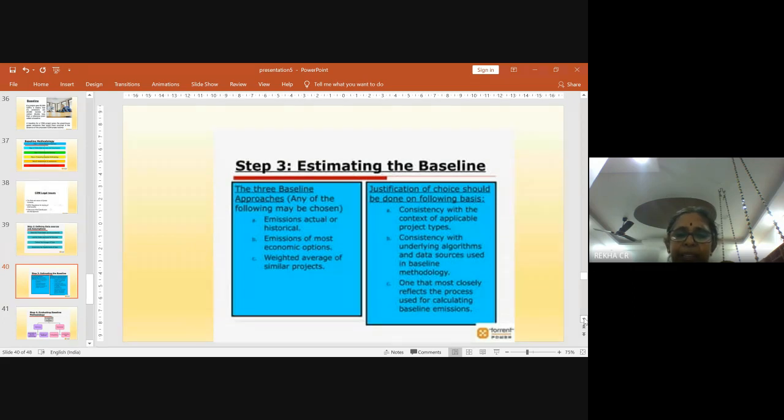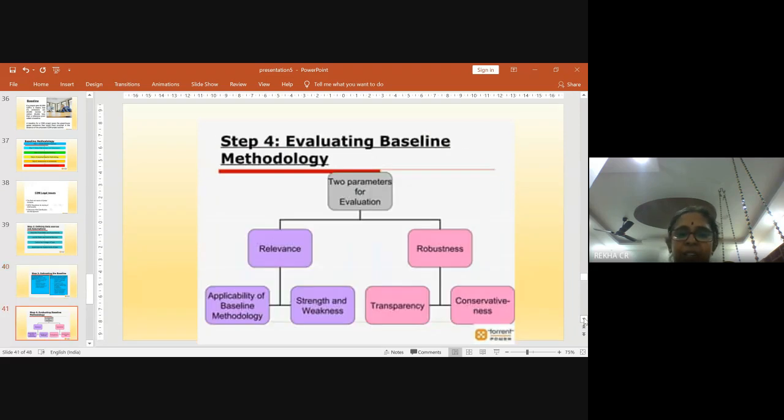The three baseline approaches are the emissions actual or historical, emissions of the most economic options, and weighted average of similar projects. Justification of this choice should be done on the following basis: firstly, consistency with the context of applicable project types; consistency with the underlying algorithms and data sources used in the baseline methodology; and one that most closely reflects the process used for calculating baseline emissions.